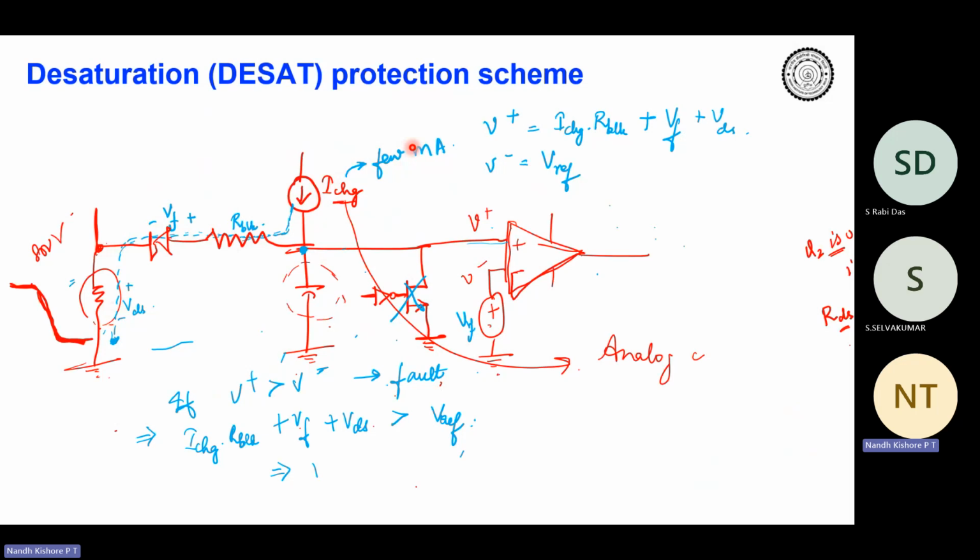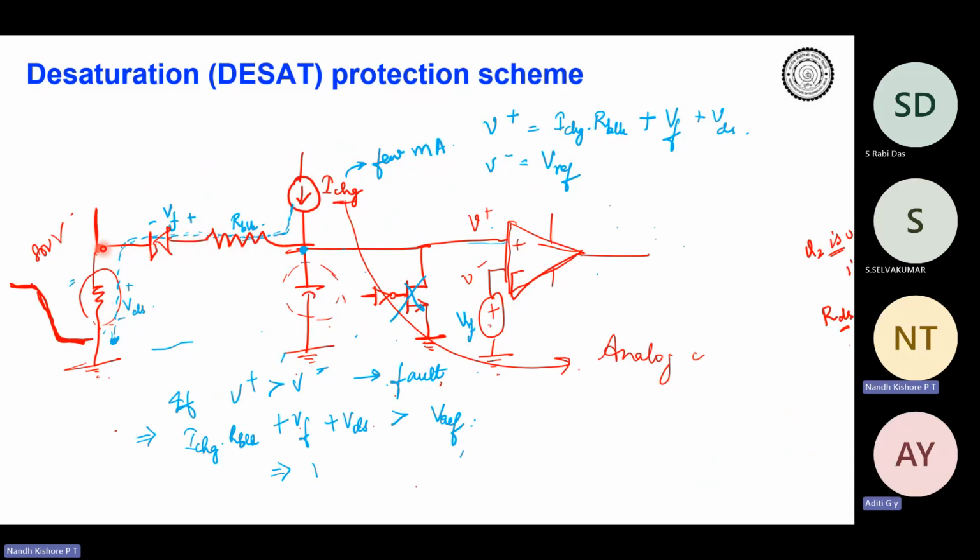Or you can also realize it with BJT current mirror circuits or CMOS current mirror circuits, right? So you know what is the value of I charge. Therefore, I can size the value of RBLK so that I charge into RBLK, which is the voltage that appears at this point, will be more than my VDS plus VF.